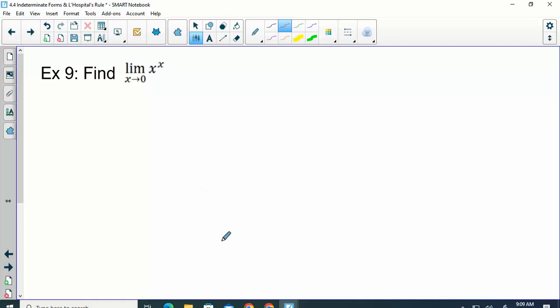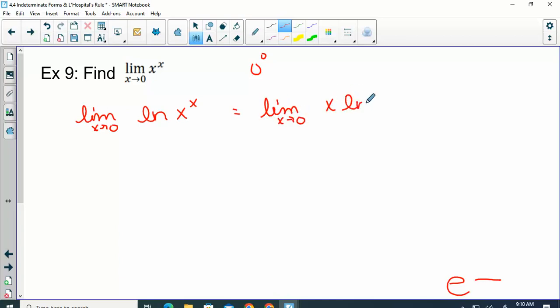So currently, if I plug in a 0, what am I going to get? 0 to the 0. Can we evaluate that? No. What's our strategy? Right, we need that exponent to come down, so the only way to do that is with a log. So the limit as x approaches 0 of the natural log of x to the x. And I'm going to make myself a note. I added a log so I can't forget my e. The reason we do the log is that the exponent will come down.